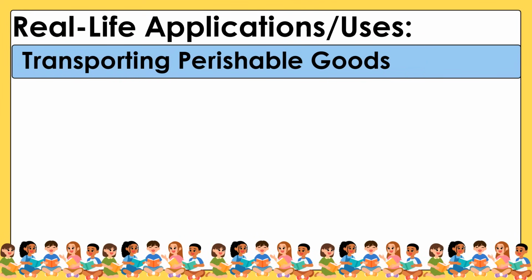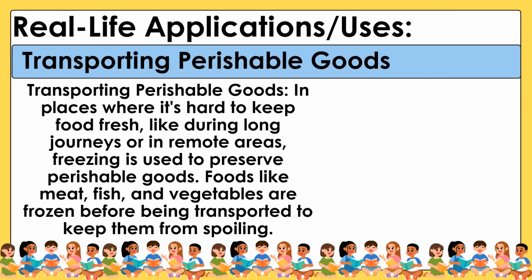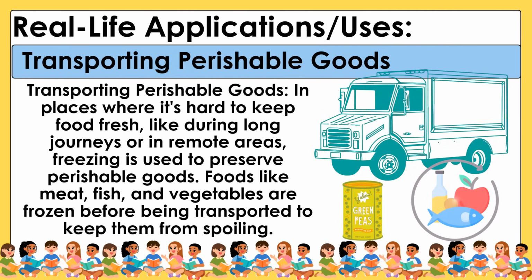Next, we have transporting perishable goods. In places where it's hard to keep food fresh, like during long journeys or in remote areas, freezing is used to preserve perishable goods. Foods like meat, fish, and vegetables are frozen before being transported to keep them from spoiling.